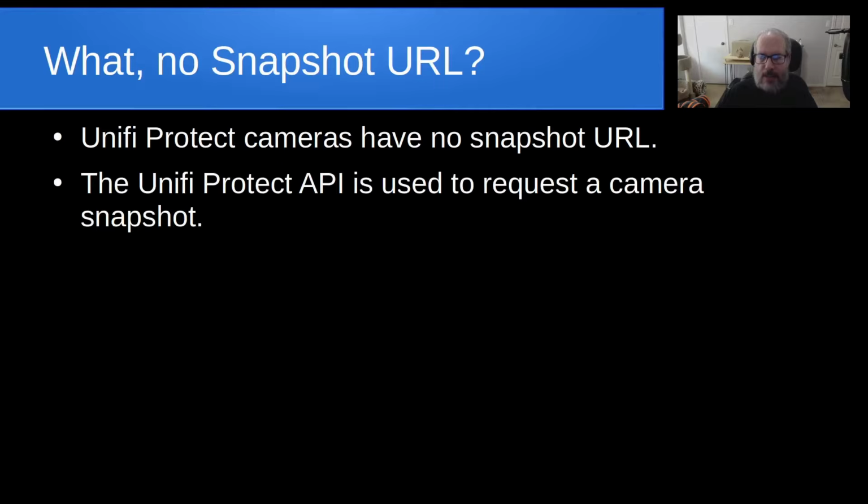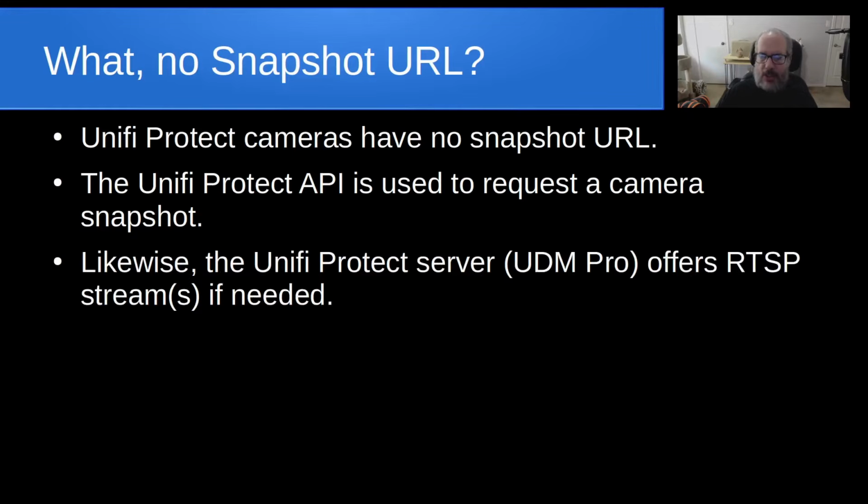So the Unifi Protect API is used to request a camera snapshot. So likewise, the Unifi Protect server, in my case a UDM Pro, is also the thing that can generate and provide RTSP streams if needed. And you might point out the fact that Unifi Protect does have its own built-in network video recorder, and so sometimes you might want to provide an RTSP stream for other reasons.